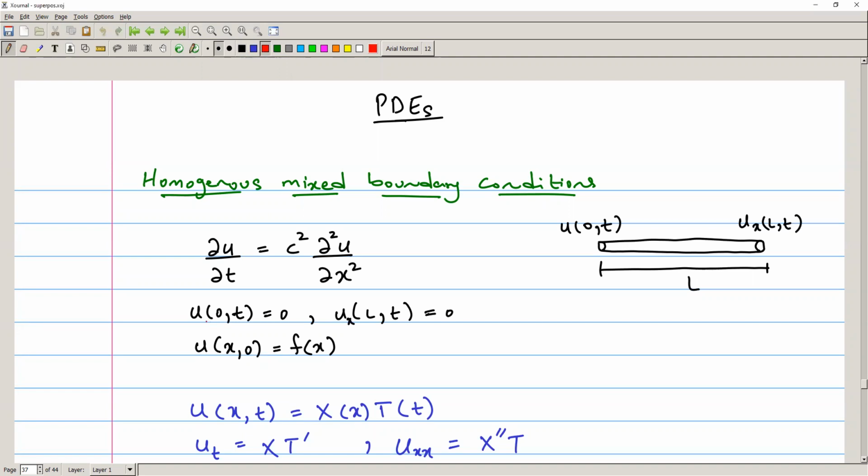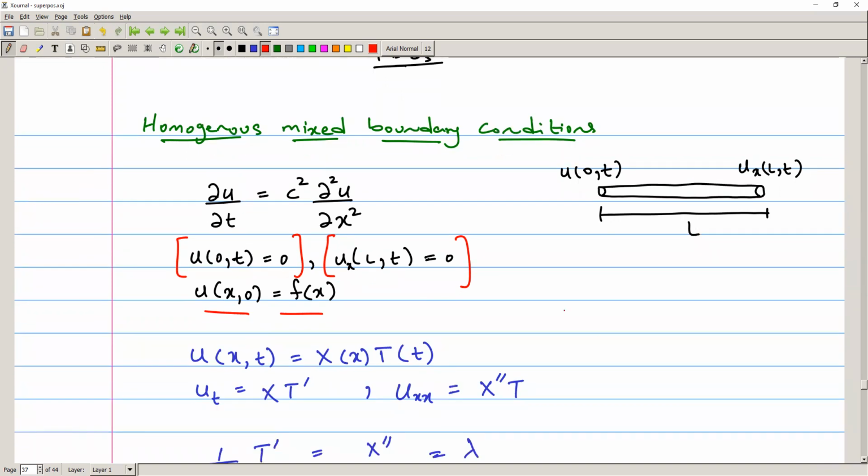Here you can see that these are homogeneous boundary conditions, and one of the conditions is a Dirichlet boundary condition, and the other is Neumann's condition, right? Because the derivative is given at the boundary. And the initial condition is also given here. So now we can construct the solution.